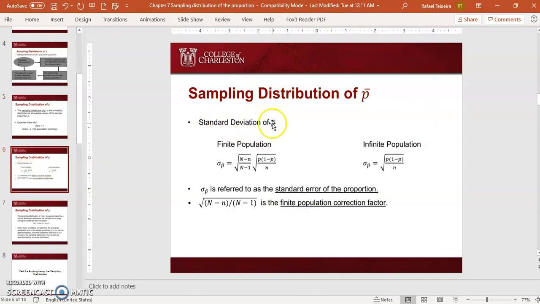You simply assume that the sample proportion is equal to the population proportion. But for the standard deviation of the sample proportion, you have two formulas, very similar to the process we have for the sample mean. We have the finite and the infinite population, and both standard deviations use this formula, which is the square root of proportion times 1 minus proportion, divided by the sample size. In the case of a finite population, we have to include this correction factor.